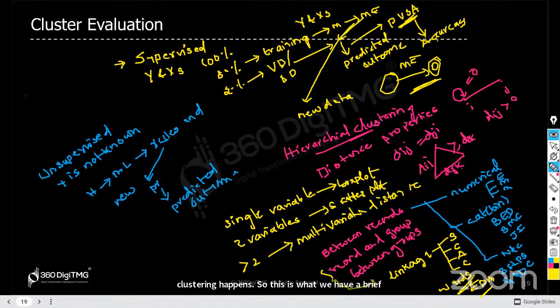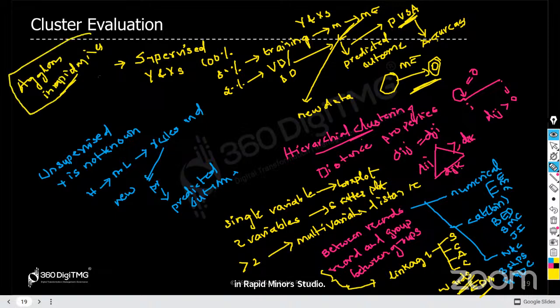Now let's check how to perform agglomerative clustering in RapidMiner Studio. We have learned a lot of concepts, but it takes only 5 minutes to perform in this tool. Why? Because everything is a drag and drop interface. We don't have to do anything. So let's see what happens there.